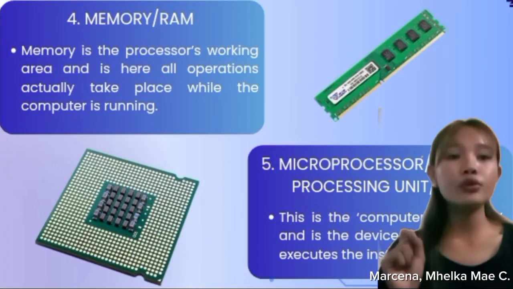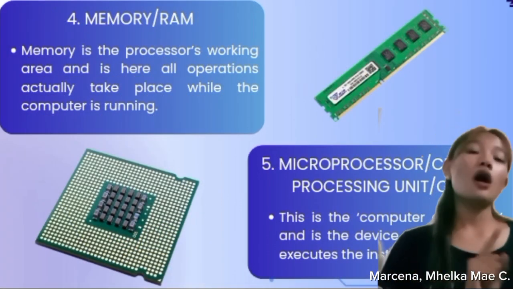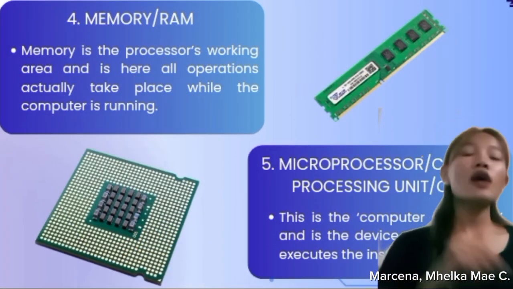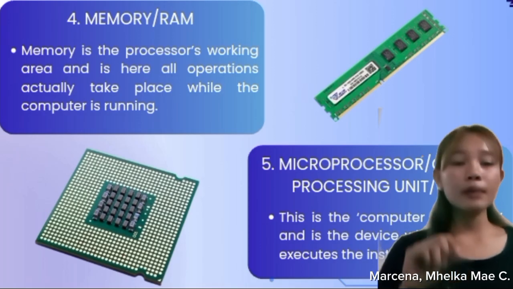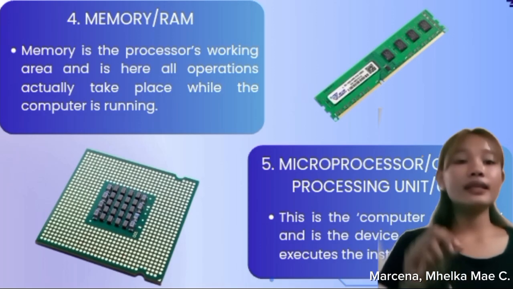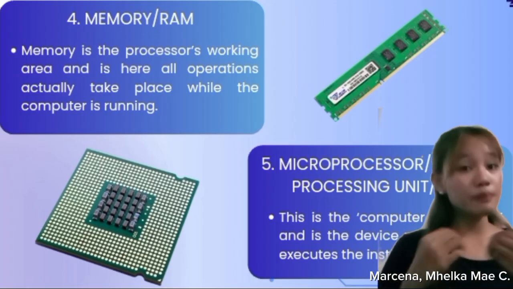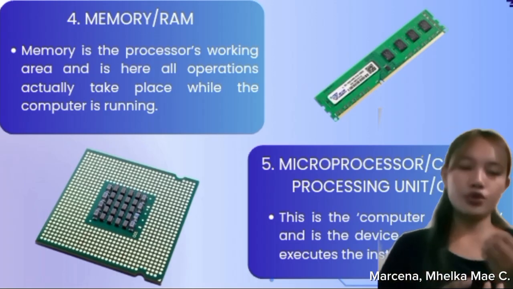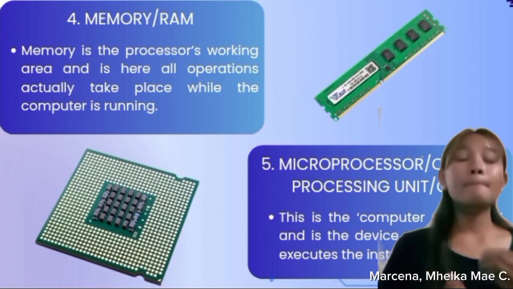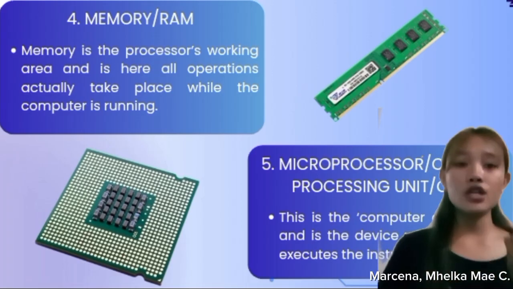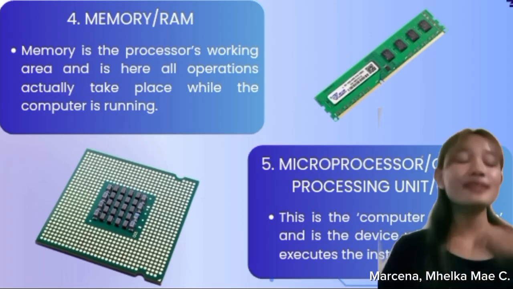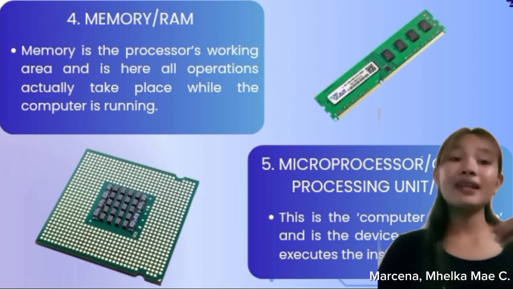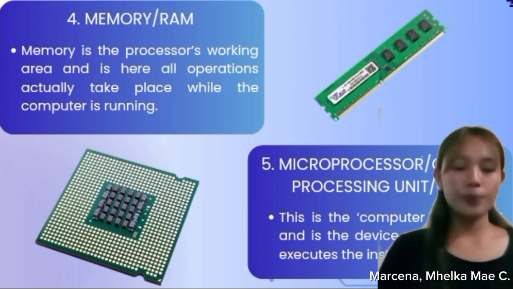Next, we have the memory or RAM, random access memory. So, ang RAM ay isang working memory ng computer. Ibig sabihin, dito temporary na ini-store ang data na ginagamit ng CPU habang naka-on ang computer. Mas mataas ang RAM, mas mabilis at mas maraming applications ang kayang patakbuhin ng sabay-sabay. Pero tandaan natin na ang RAM ay volatile. Kaya kapag pinatay ang computer, nabubura lahat ng laman nito.